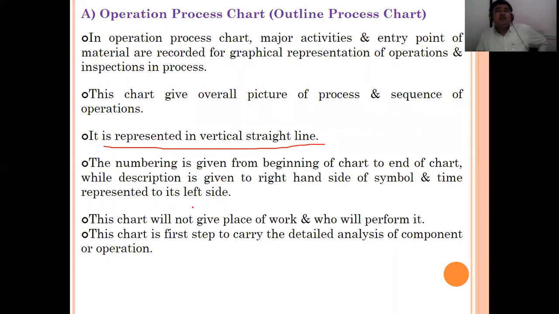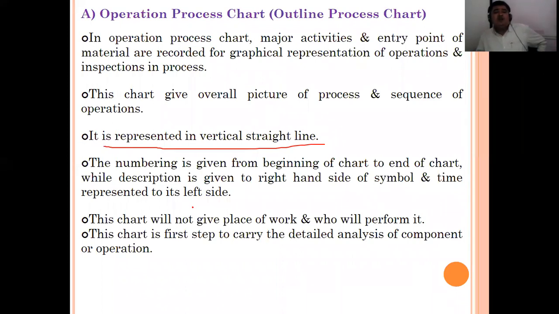1 minute, 2 minutes. Either you can represent the time in seconds, or you can represent it in minutes. Is it right? But don't represent it in hours, because that much time is not required. The standard is to represent it in minutes, on the left hand side.